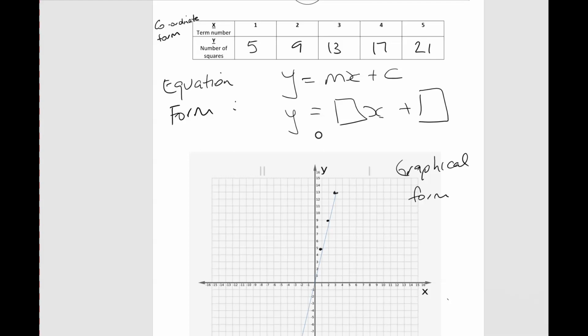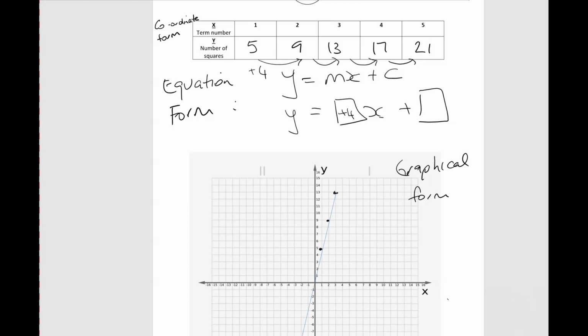So our gradient is found by looking at what we're changing each time as it goes up. So in this case, we're adding 4. So the number in here for m is positive 4. And our y-intercept is found by having a look at what we have to do to this number each time.